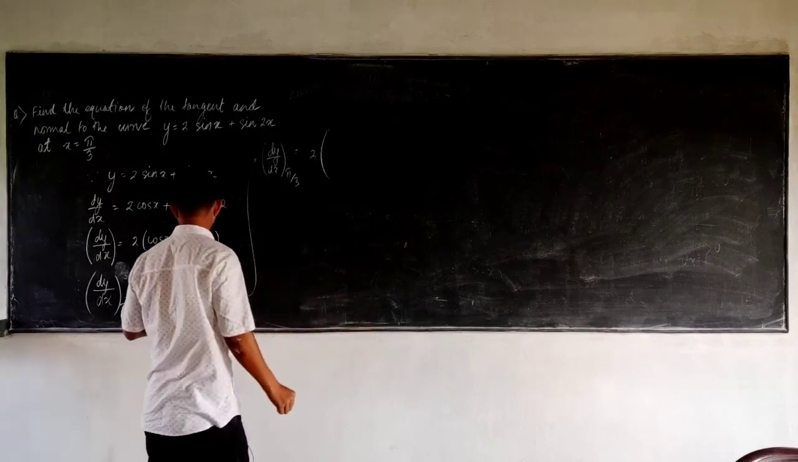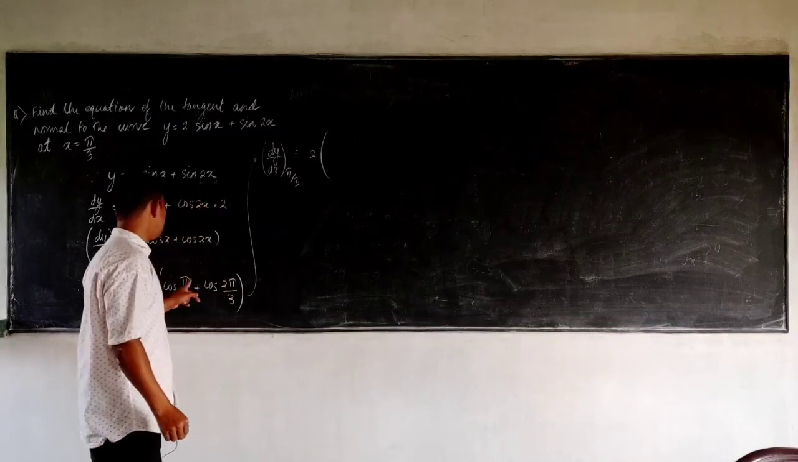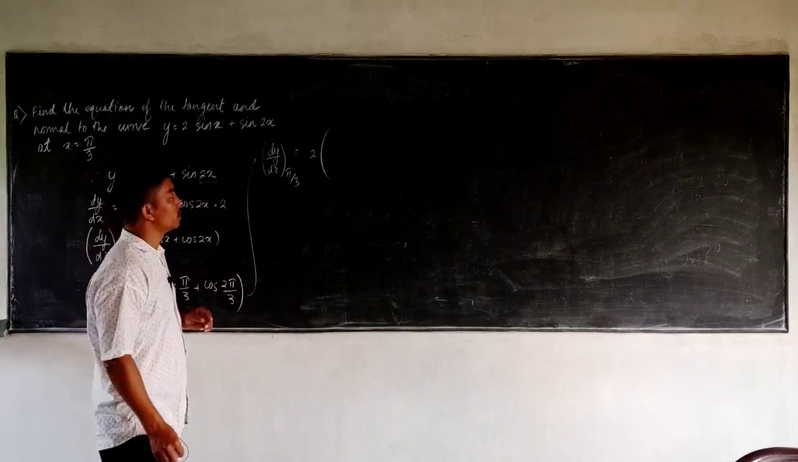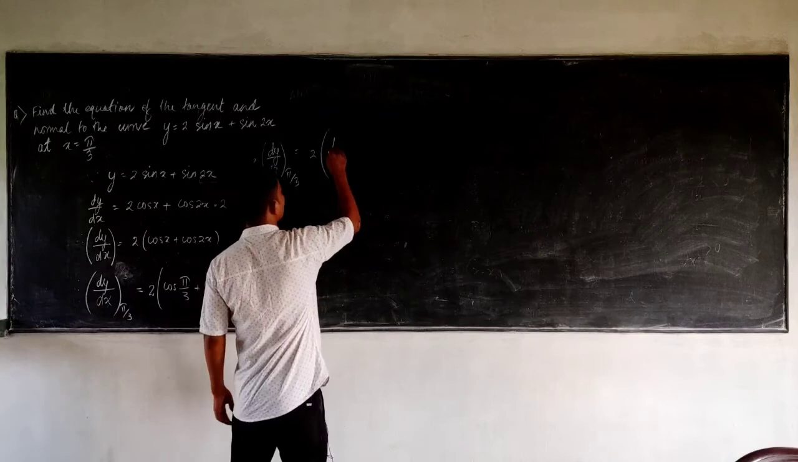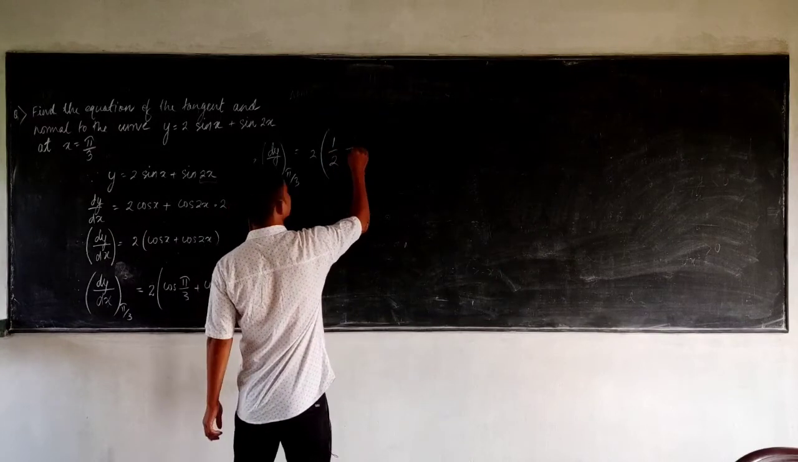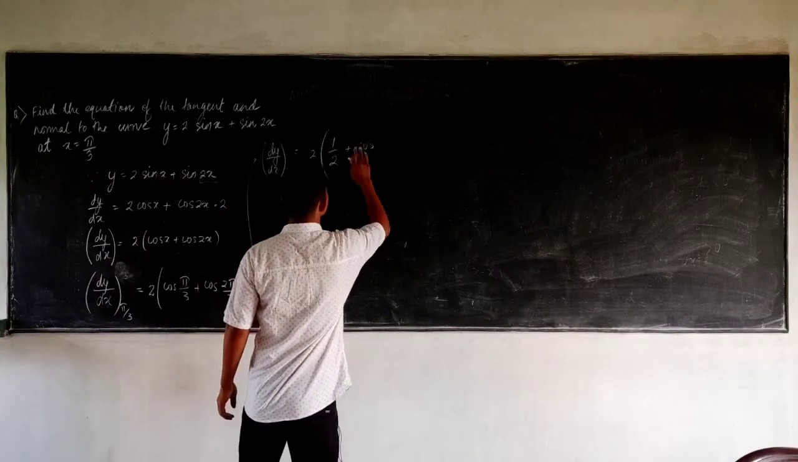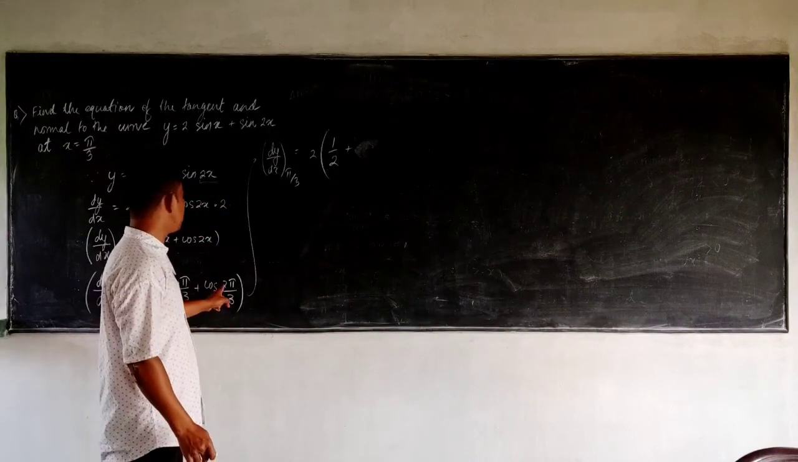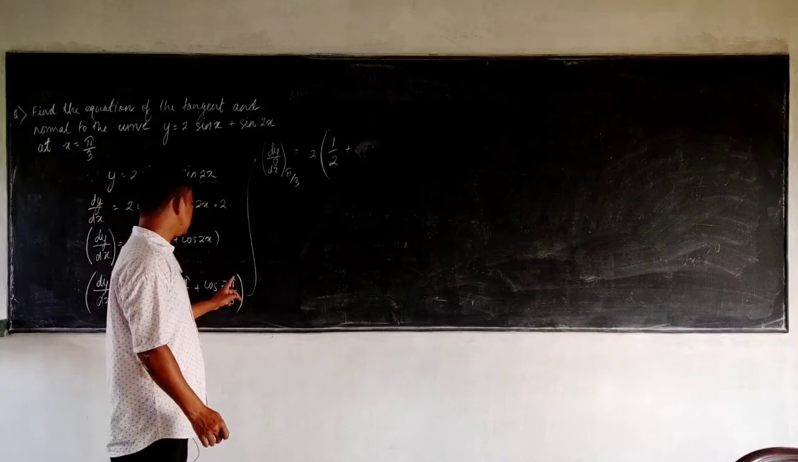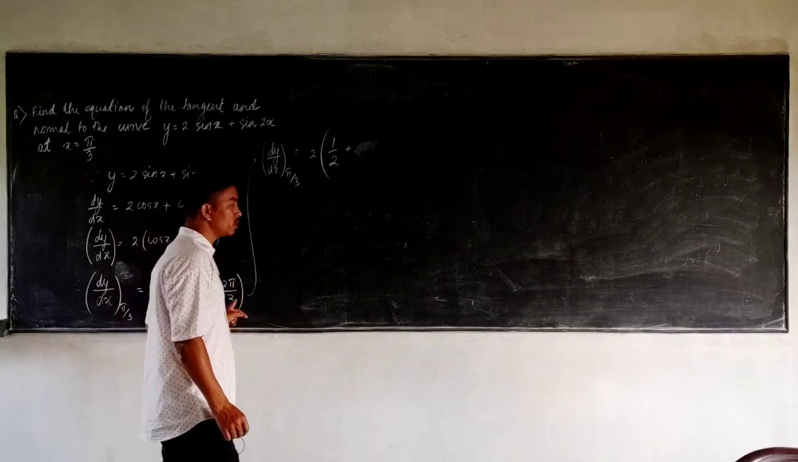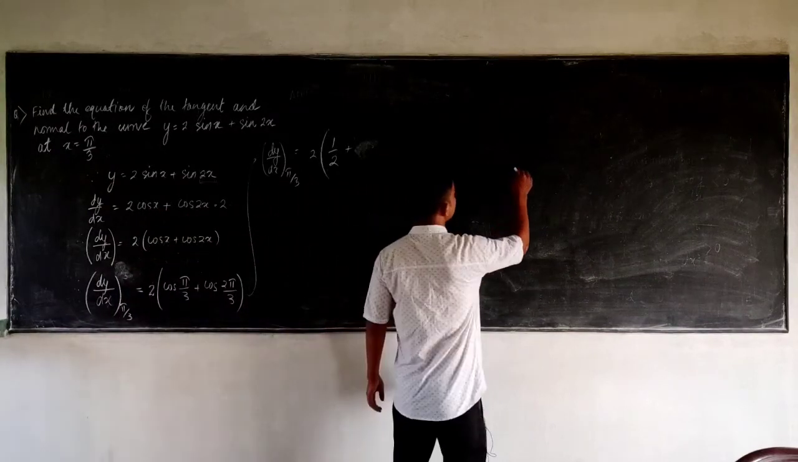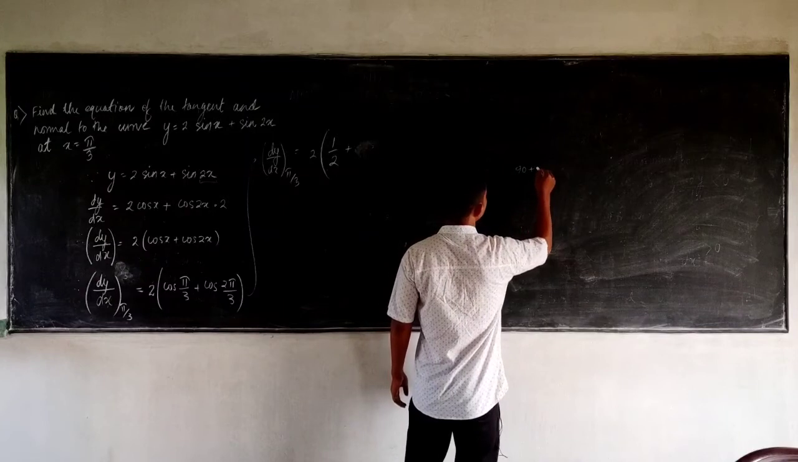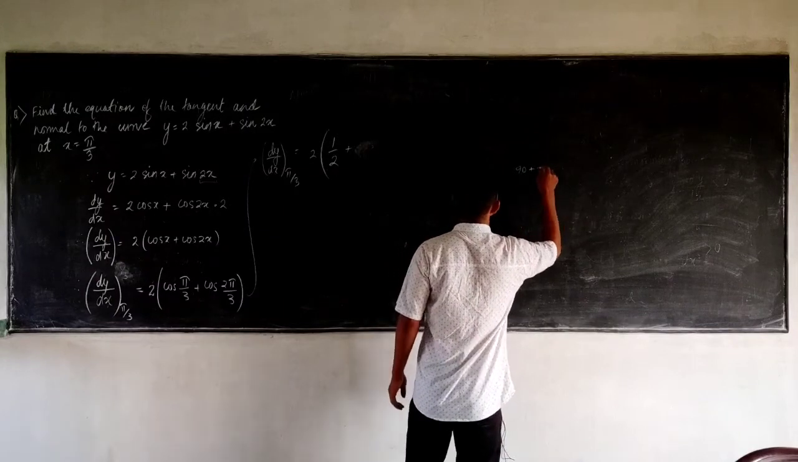Now the value of cos pi by 3: pi is 180, divided by 3, that is 60. The cos of 60 is equal to 1 by 2, plus cos of 2 pi by 3. 2 pi by 3 means 2 into 180 is 360, 360 divided by 3 is 120, and that 120 can be written as 90 plus 30. Okay, so cos of 90 plus 30.